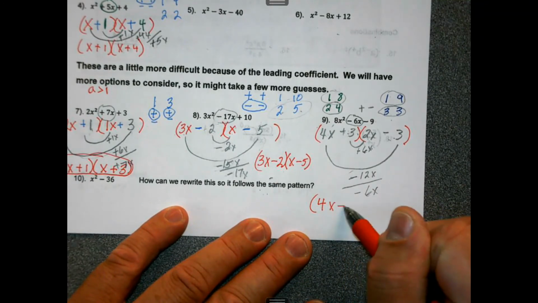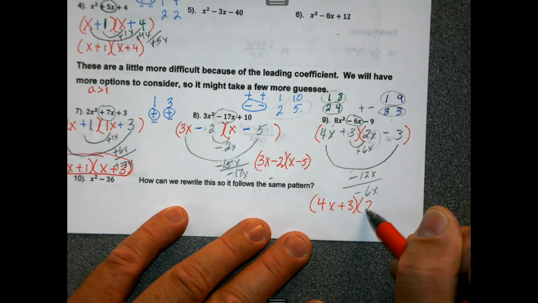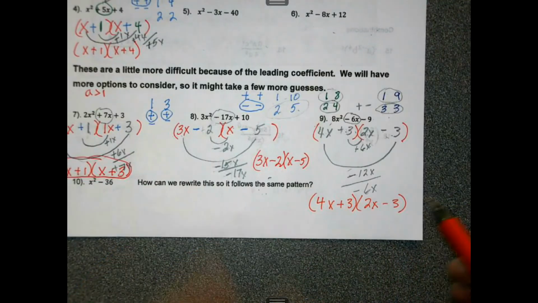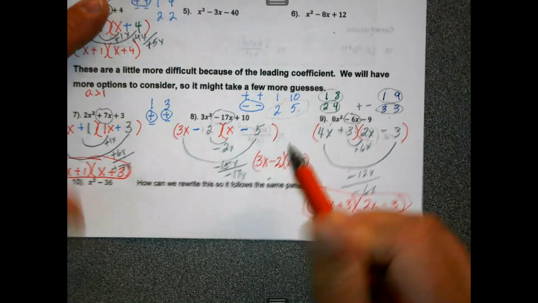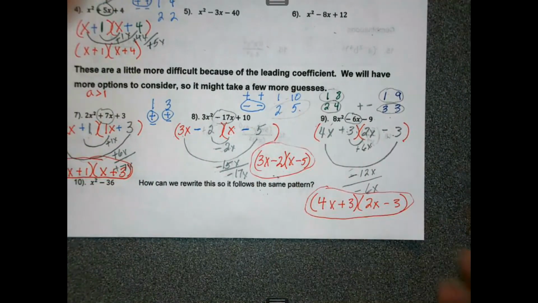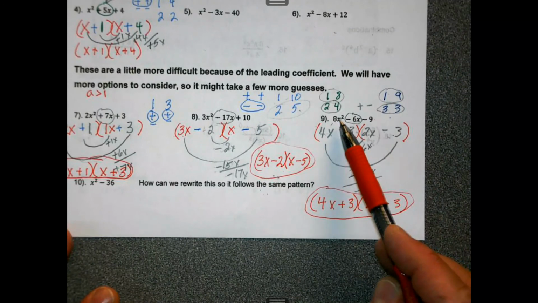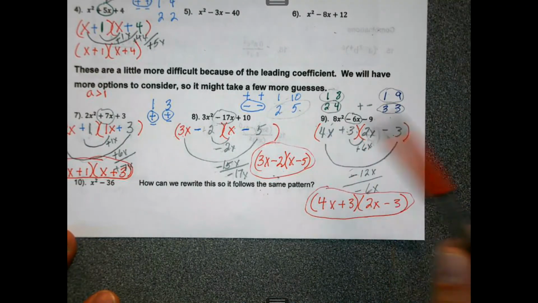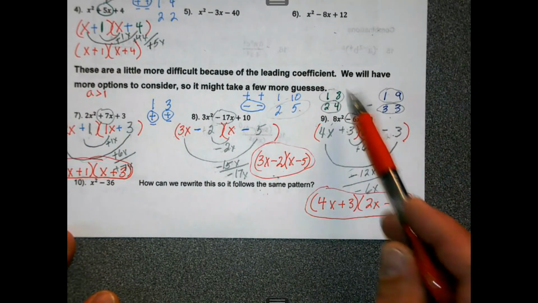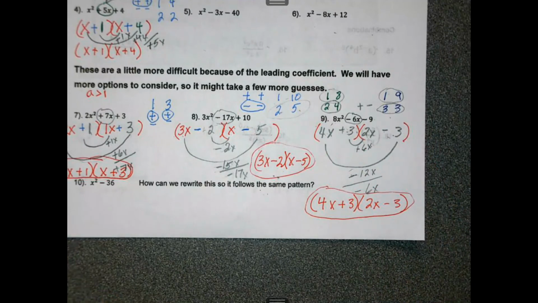4x plus 3, 2x minus 3, and I got it on the first try. I got extremely lucky. Not an easy thing to do when our A is not a prime number. Now imagine if this was like 12 and this was like 24. Then you would have a couple of more choices. It gets really hard.